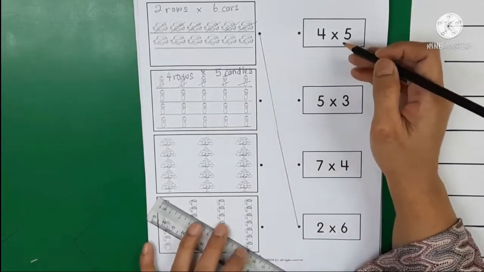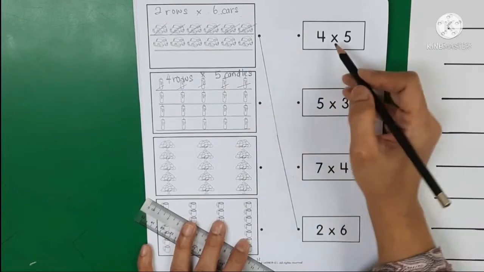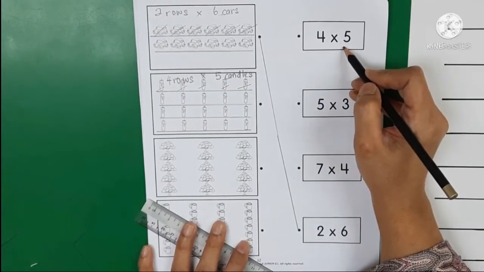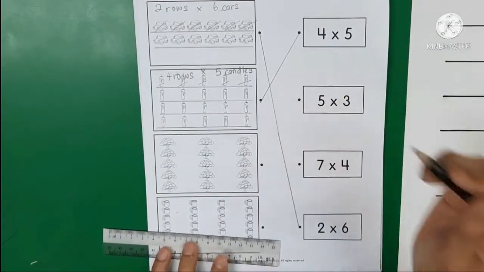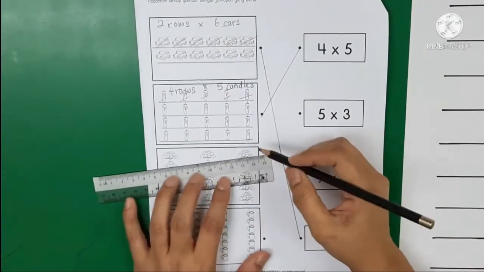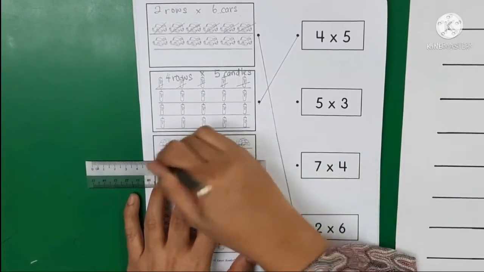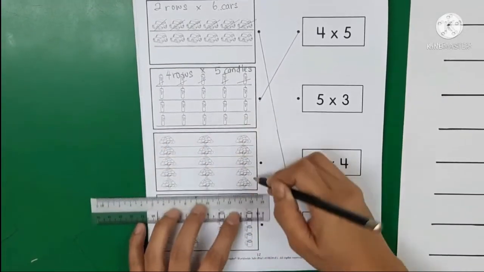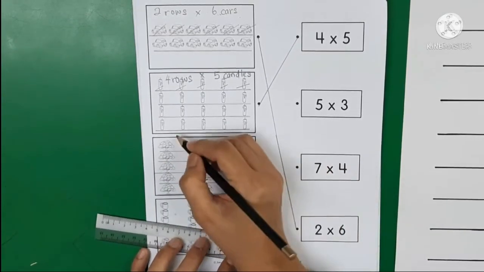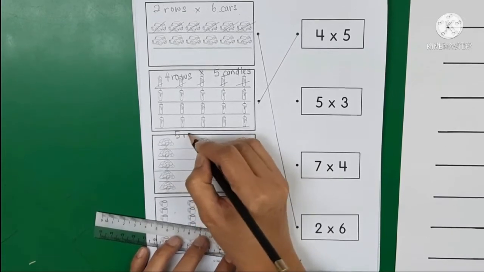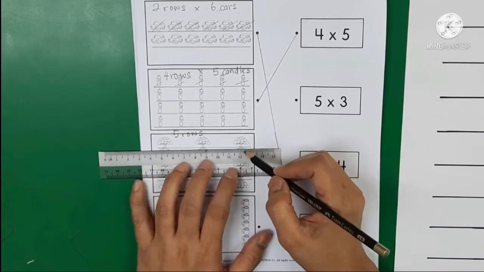So which one is the equation of 4 times 5? Is this 4 times 5? Yes. Good job. Match. Third picture. Let's identify how many rows. 1, 2, 3, 4, 5. 5 rows. 5 rows.